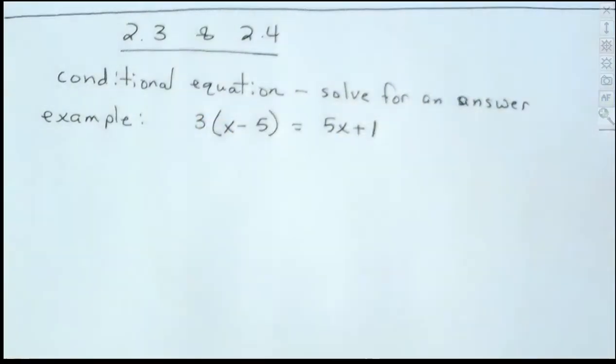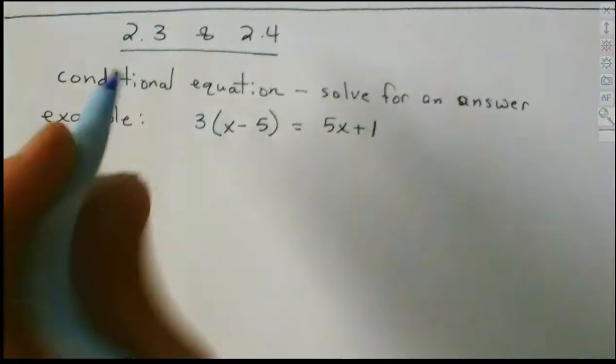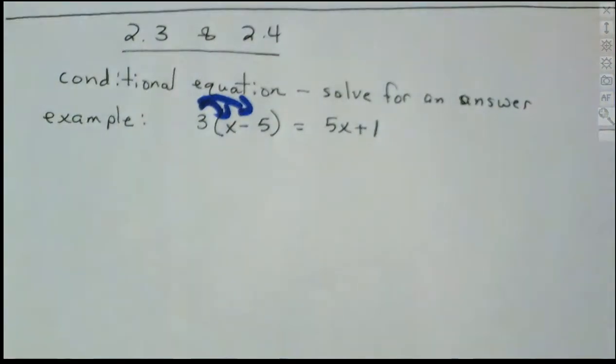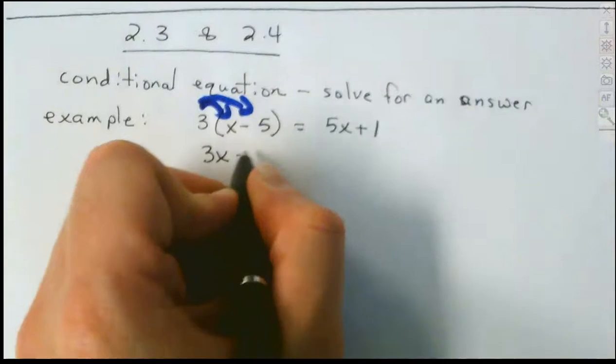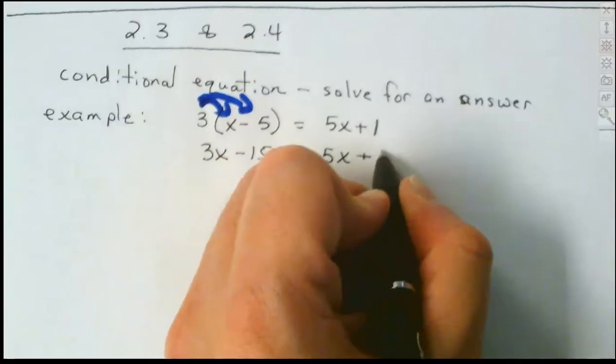So let's just solve this one. Okay, this is going to be an example of a conditional equation. And it's going to require us to use all the techniques that we've learned so far. So what do we do first? Well, first things first, always parentheses. So let's solve this out. Let's use our parentheses first and distribute that 3 through. And then we'll see what we're working with. So go ahead and distribute that 3 through. And that's going to be 3x minus 15. And that equals 5x plus 1.